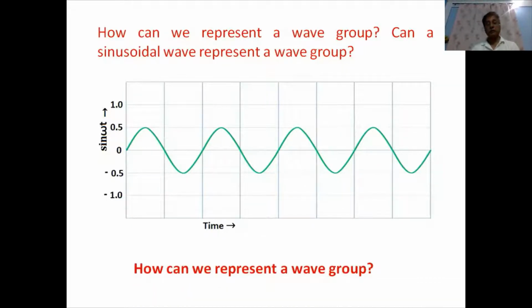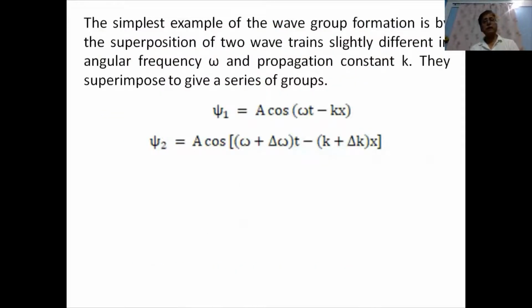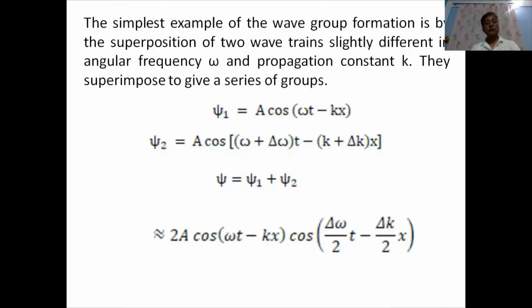Then how can we represent a wave group? The answer is that the simplest example of wave group formation is by the superposition of two wave trains, slightly different in angular frequency omega and propagation constant k. They superimpose to give a series of groups. Like we have psi 1 equal to a cos(omega t minus kx), and psi 2 equal to a cos((omega plus delta omega) t minus (k plus delta k) x). That is, omega has a difference of delta omega from this wave, and k has a difference of delta k from this wave. So on superposition, psi equals psi 1 plus psi 2, and we have psi equal to 2a cos(omega t minus kx) times cos((delta omega by 2) t minus (delta k by 2) x).